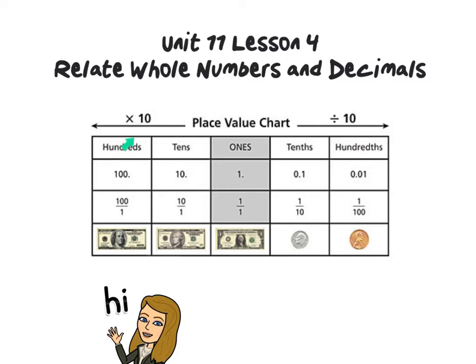So here I have a place value chart which shows the ones place, which remember is the place right before the decimal, and it is a whole number, so it's to the left of the decimal point. Now, in order to make numbers bigger, you multiply by 10. So 1 times 10 brings you to the tens place. 10 times 10 brings you to the hundreds place.